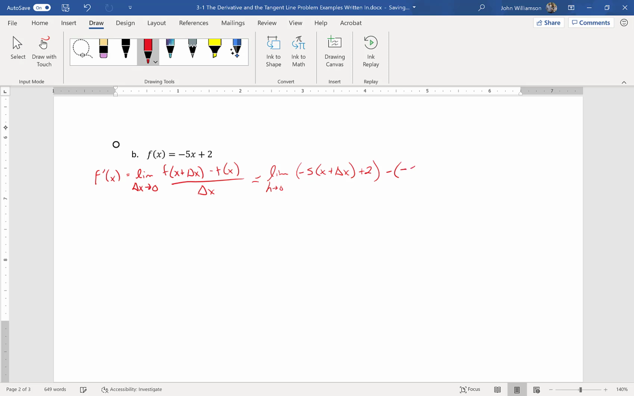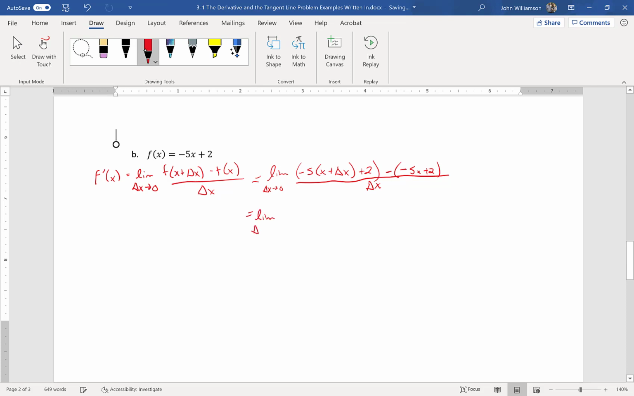So we're subtracting negative 5x plus 2 all over, and I'm sorry, I should have limit as delta x, not h, down here. So limit as delta x is approaching 0. Make sure you're not mixing that notation up and having h's and delta x's in the same one. That wouldn't be good, because if I had limit as h is approaching 0, you couldn't do it. And so then all over delta x.